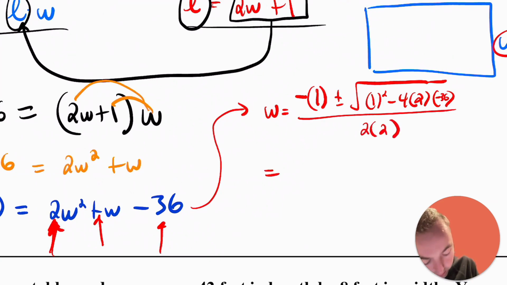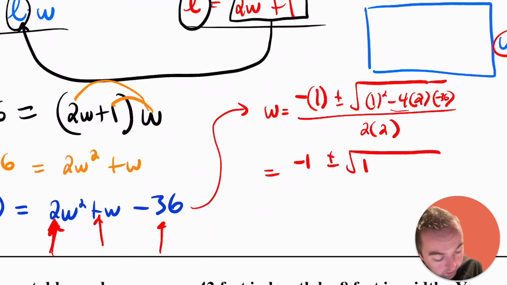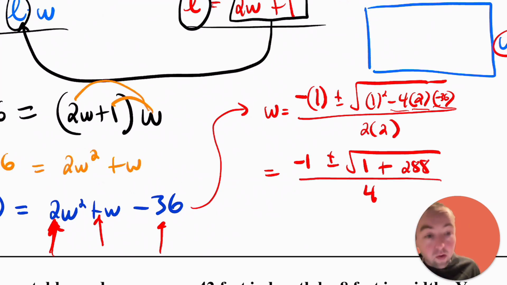Okay, so we'll get negative 1 plus or minus. So inside of that square root, you're going to have 1. And then you do have a negative times a positive times a negative, which will equal a positive. So it'll be plus something. And then if you take 4 times 2 times 36, we end up getting 288. And that's going to be all over 4 then.